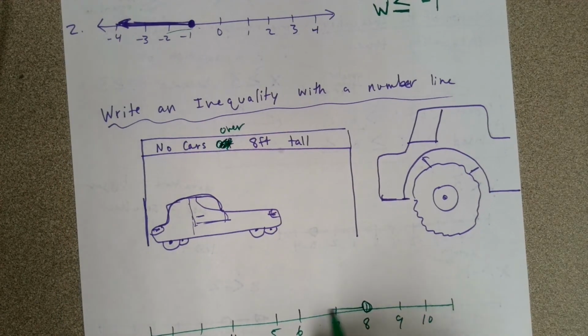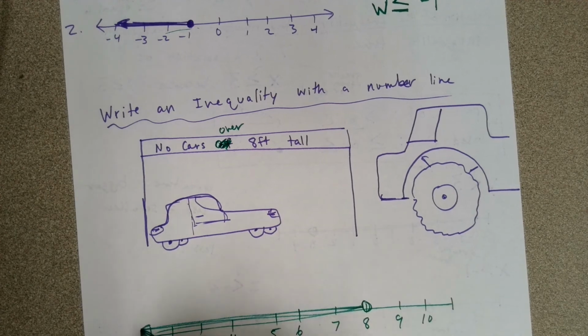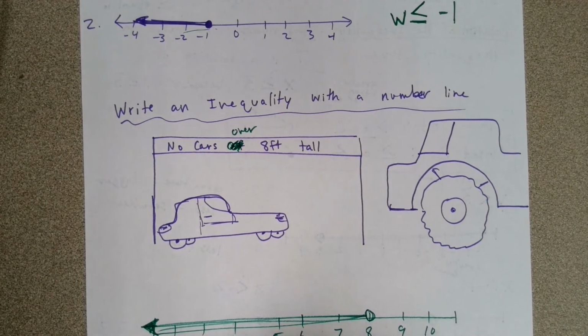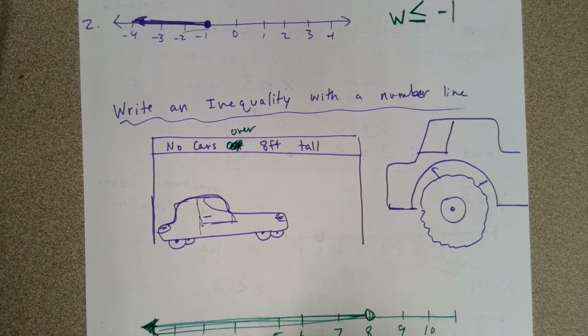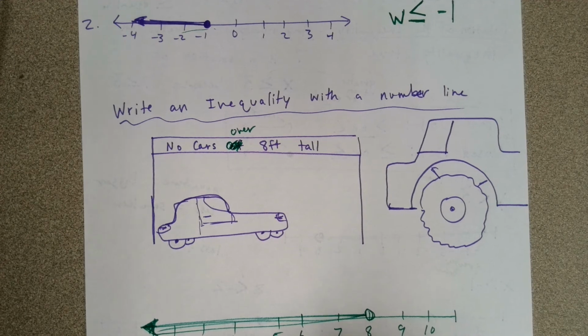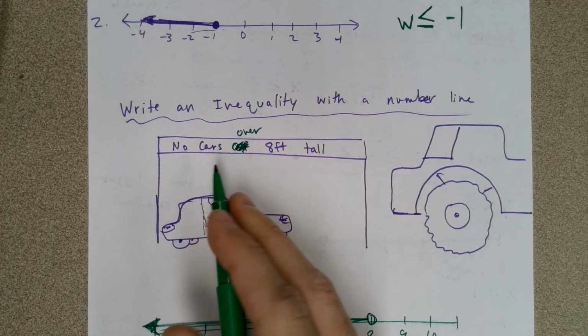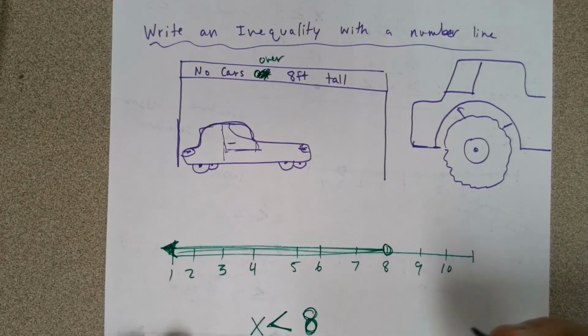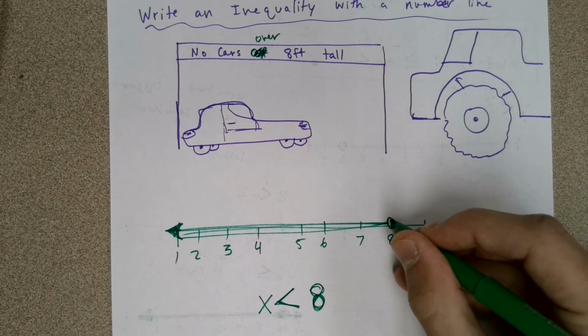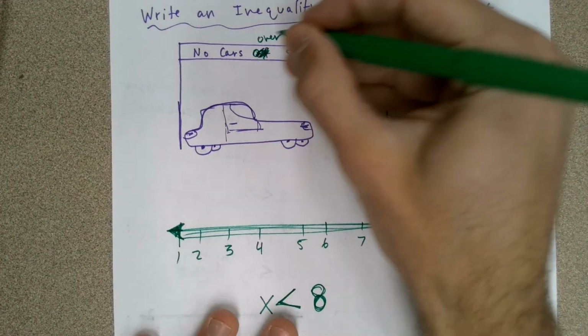That means everything's got to be below. It's all got to be this way. I'm thinking that way. That's less than. So x is going to be less than 8. Now it says no cars over 8 feet tall. So this is where you could maybe be like, maybe you could be equal to 8 feet tall. I'm not going to really say that right now. I'm going to pretend that you can't be 8 feet tall.